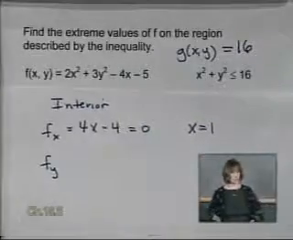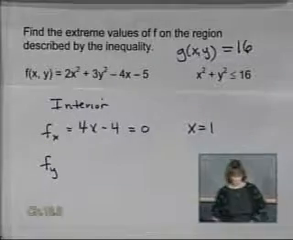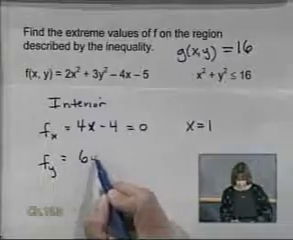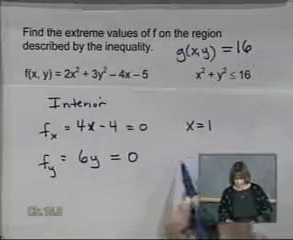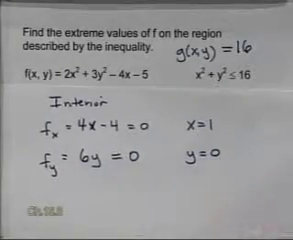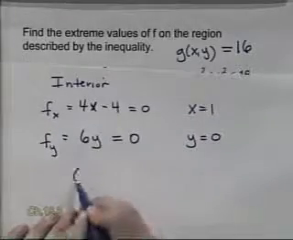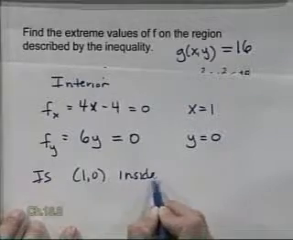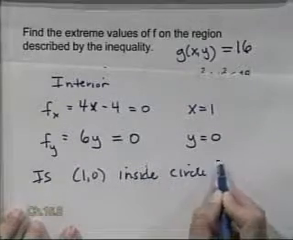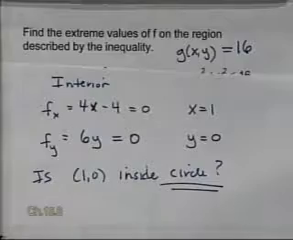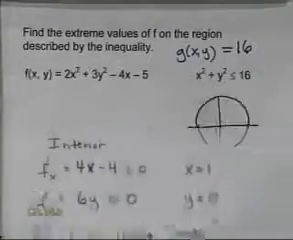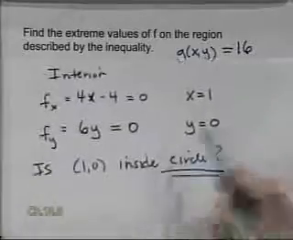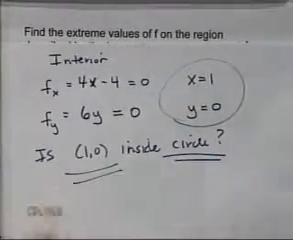x = 1 is a solution, because you'd get 4x = 4, or x = 1. The partial of f with respect to y is 6y. If I need that to be 0, I'd get y = 0. Now let's ask myself, is (1, 0) inside the circle? You could possibly have that point someplace outside. Well, this is a circle of radius 4, and (1, 0) is right here, so this is a candidate. (1, 0) is a candidate for max-mins.